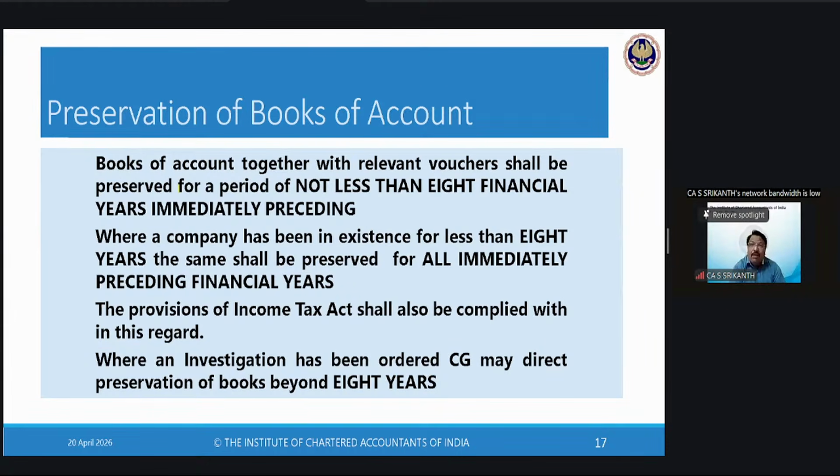Similarly, for company law purposes, you need to keep the accounts preserved for not less than 8 financial years immediately preceding. If a company has been in existence for less than 8 years, then it is even fewer. Now, generally, as a thumb rule, though 8 is the statutory number for how long books must be preserved by a company, books of account and relevant vouchers shall be preserved for not less than 8 financial years. But prudentially, I ask my clients to keep them for 10 years. Though, of course, 8 is the limit. 8 is enough, but I ask them to keep 2 years more.